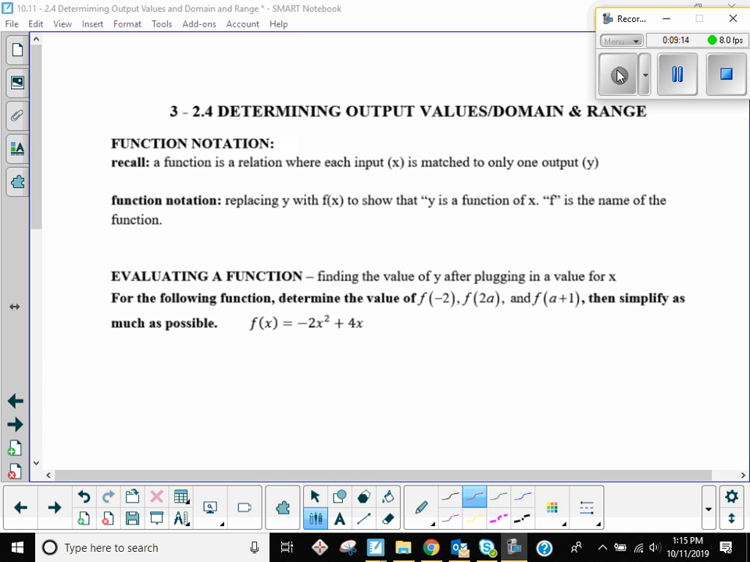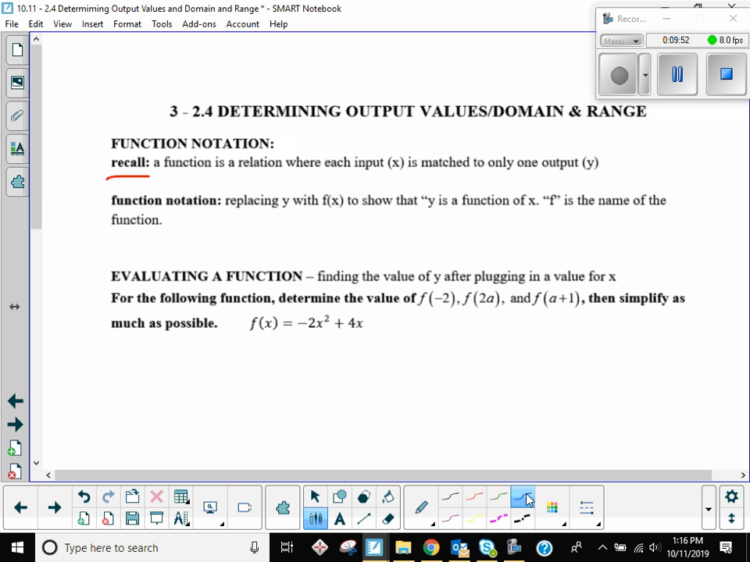The first thing I want to review is function notation. So recall that a function is a relation of x's and y's that are related to each other, where each input x is matched to only one output y. And function notation, that word in class always means the symbols that we use for something. Like interval notation are the symbols we use to represent intervals. Function notation is another way of writing or naming a function, so it's easier to tell certain kinds of information.